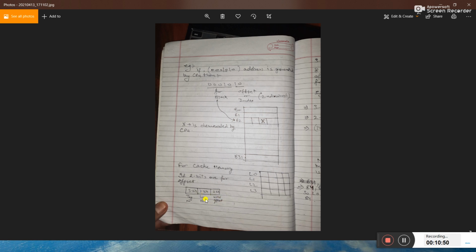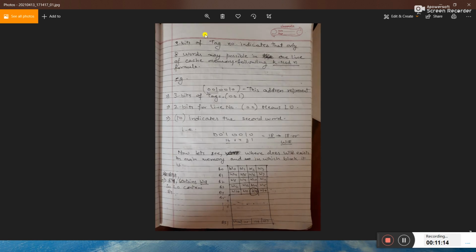Next, 2 bits are for the line number. So there are 4 lines, 00, 01, 10, 11, so only 2 bits are required, so I put here 2 bits. So the rest of the bits are my tag number. So 3 bits are for my tag number, so 000 to 111. So there are 8 tag numbers I can access. So 3 bits for the tag numbers indicate that only 8 blocks may be possible in one line of the cache memory, following the K mod N formula.